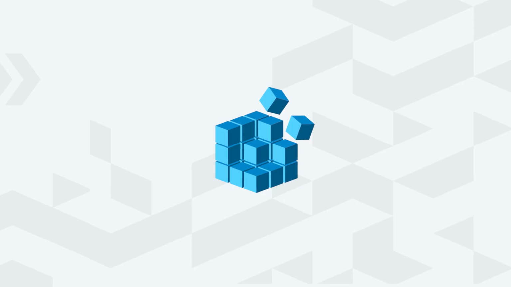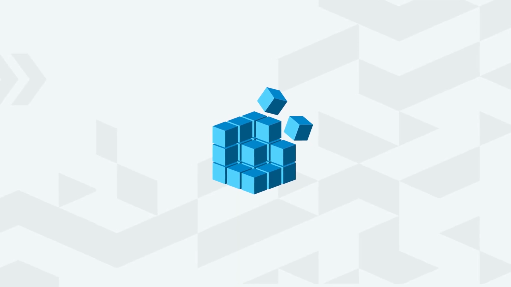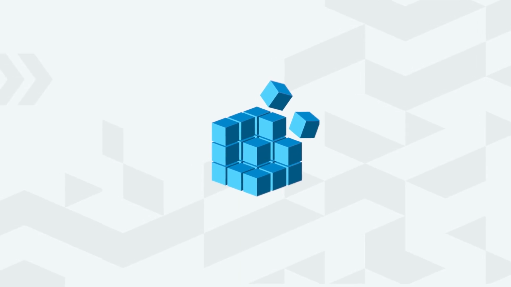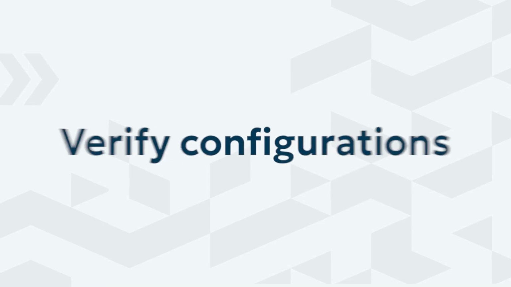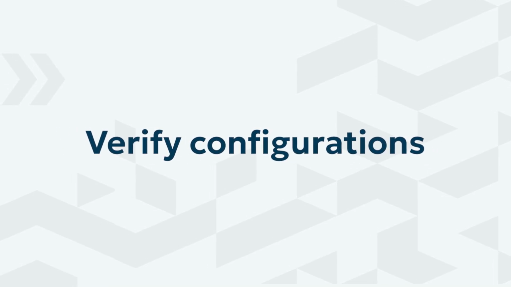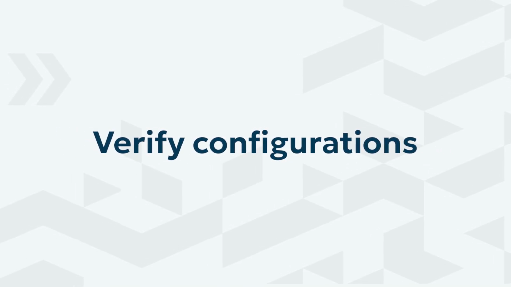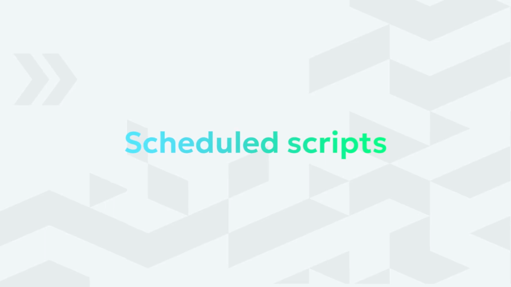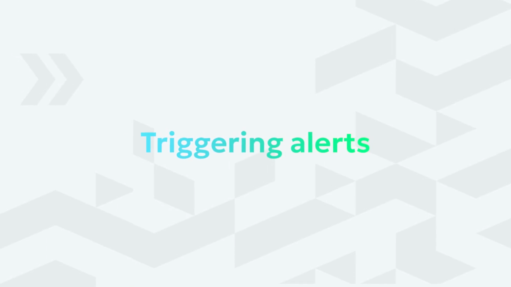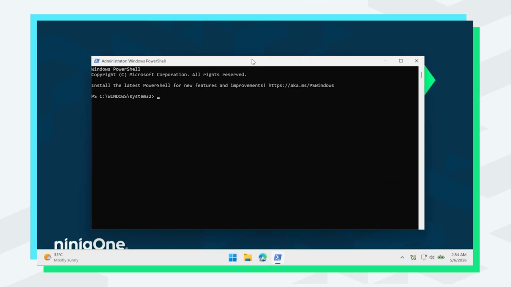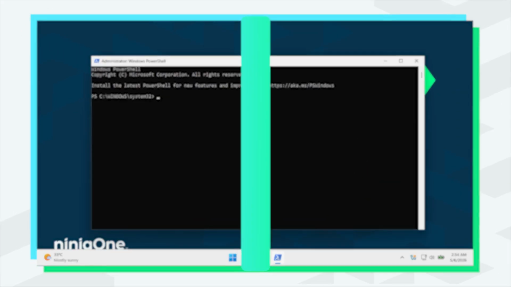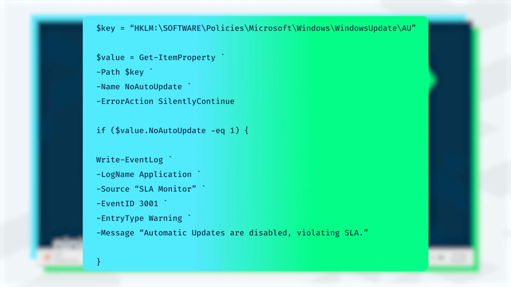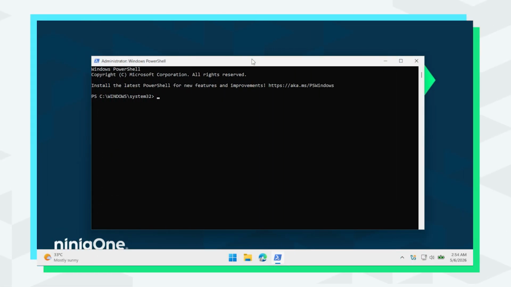You can access important keys and values via the Windows Registry to improve service delivery. The Windows Registry allows you to verify configurations related to SLA compliance by running scheduled scripts, triggering alerts, or logging events. To check if Windows Update is disabled on an endpoint, to check if the backup agent is installed locally.